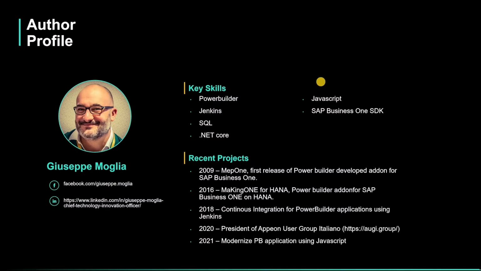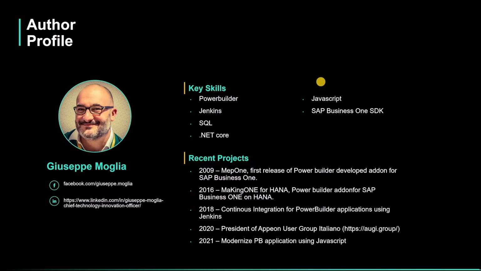These are my projects. The first one is Map 1, the first release of a PowerBuilder-developed add-on for SAP Business One. I talked about this in the previous Elevate edition. Then in 2016 we migrated this add-on to the HANA DB of SAP Business One. Based on the example of Bruce Armstrong, we set up continuous integration for PowerBuilder applications using Jenkins and the PowerBuilder compiler.